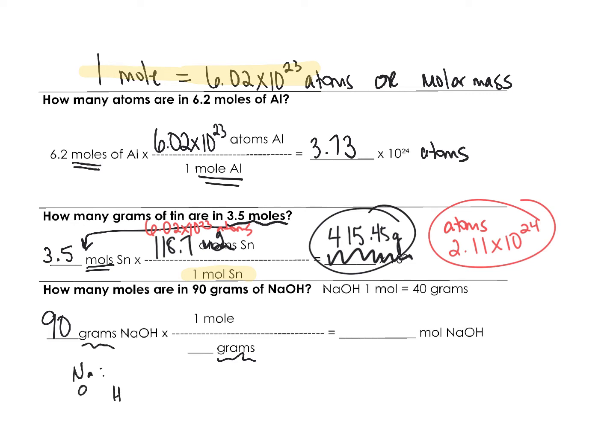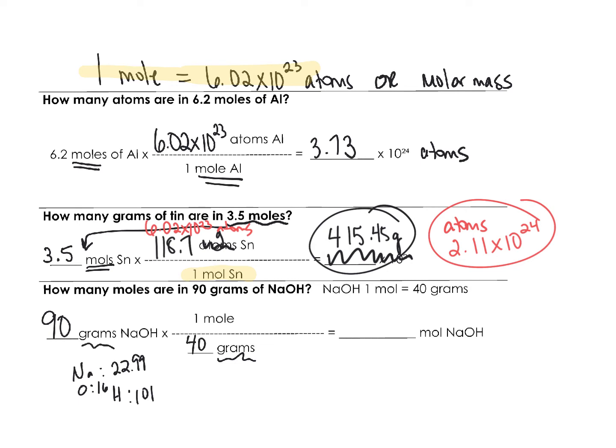So again, you have to go on your periodic table. Na is 22.99, oxygen is 16, hydrogen is 1.01. Add those all together to get the molar mass, and you should get 40 grams is the molar mass.